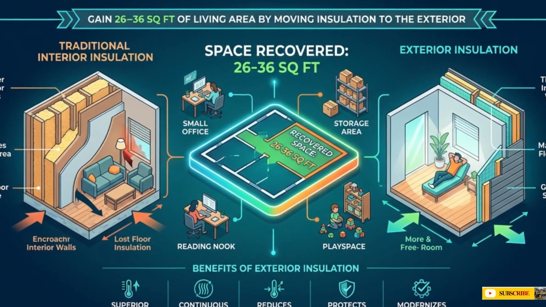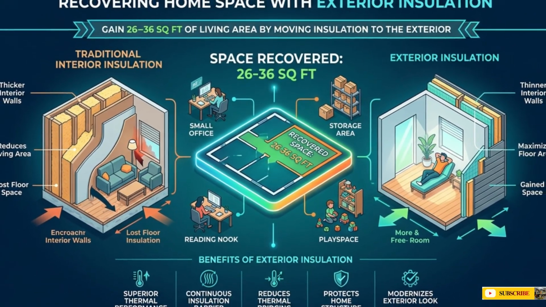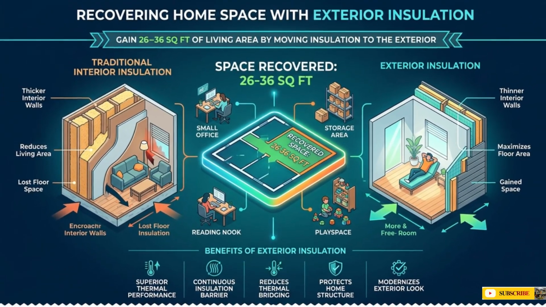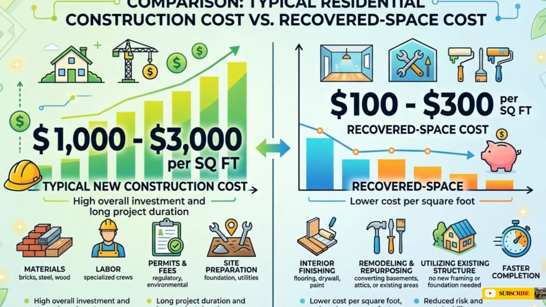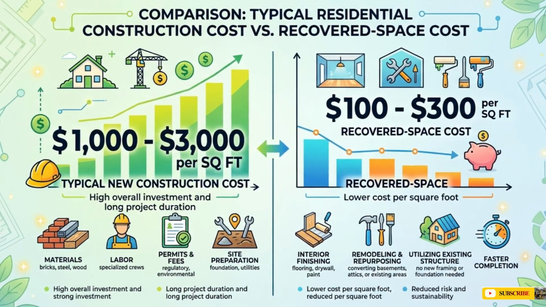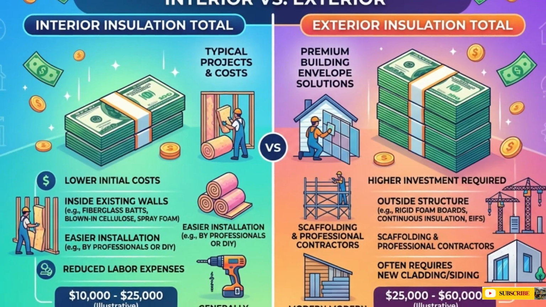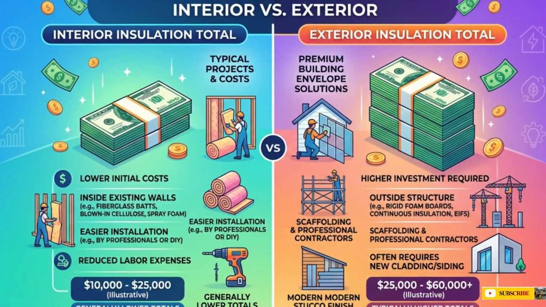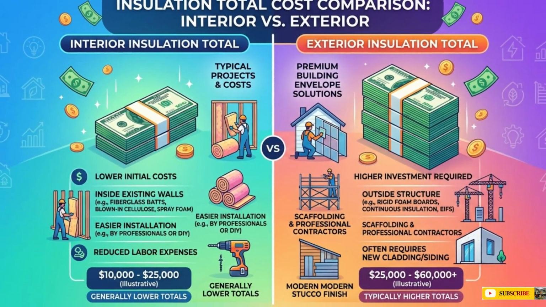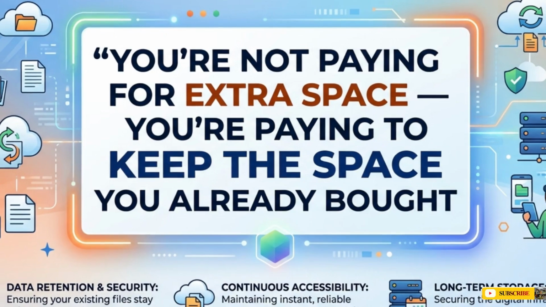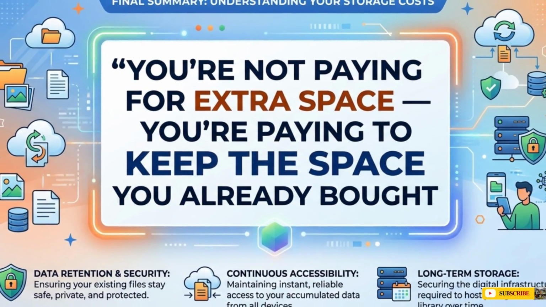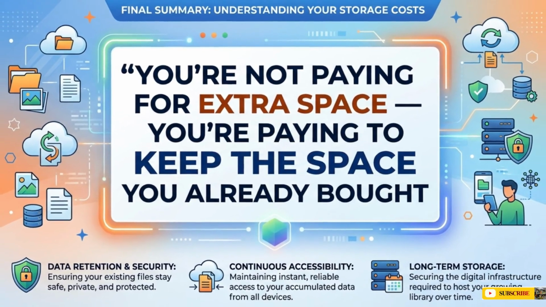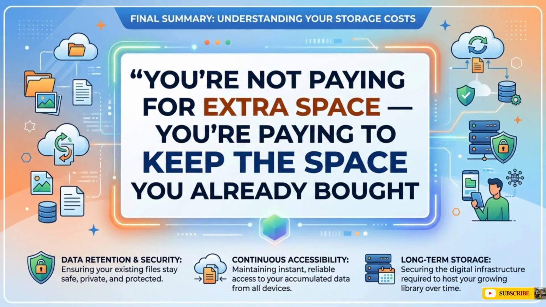In most markets, new enclosed residential floor area costs between $1,000 and $3,000 per square foot to construct. Recovering 30 square feet of usable floor area for $33 to $146 per square foot by choosing the exterior insulation system is one of the most cost-efficient spatial decisions available in any building project. You are not paying for extra space. You are paying to keep the space you already bought.